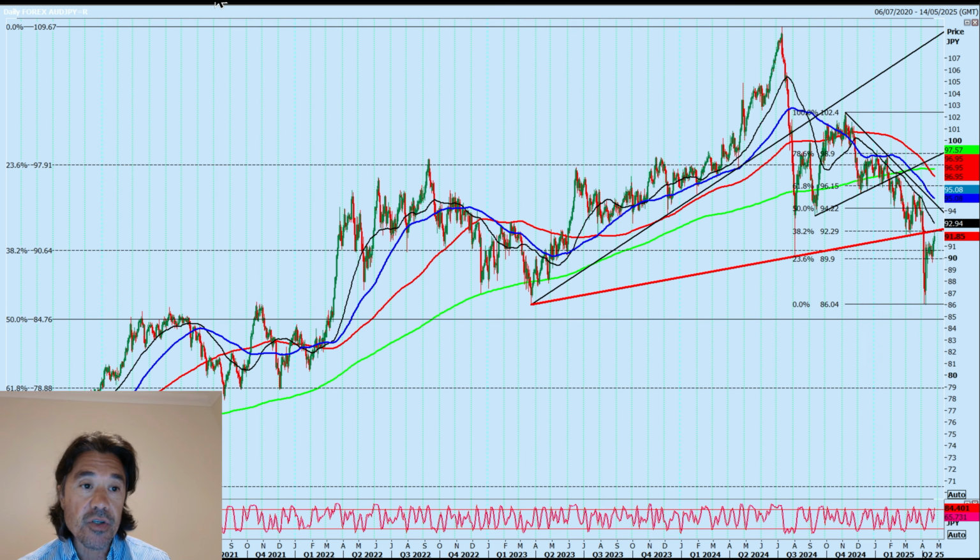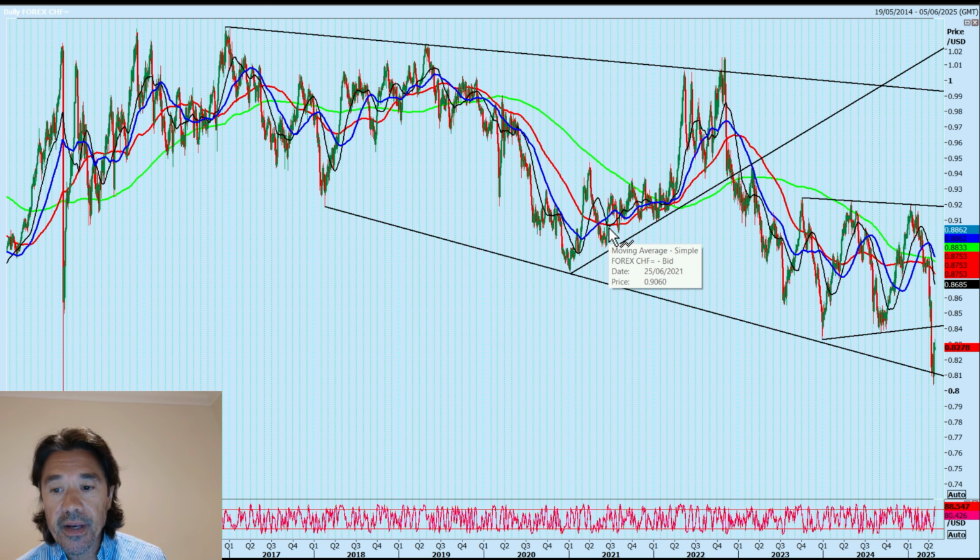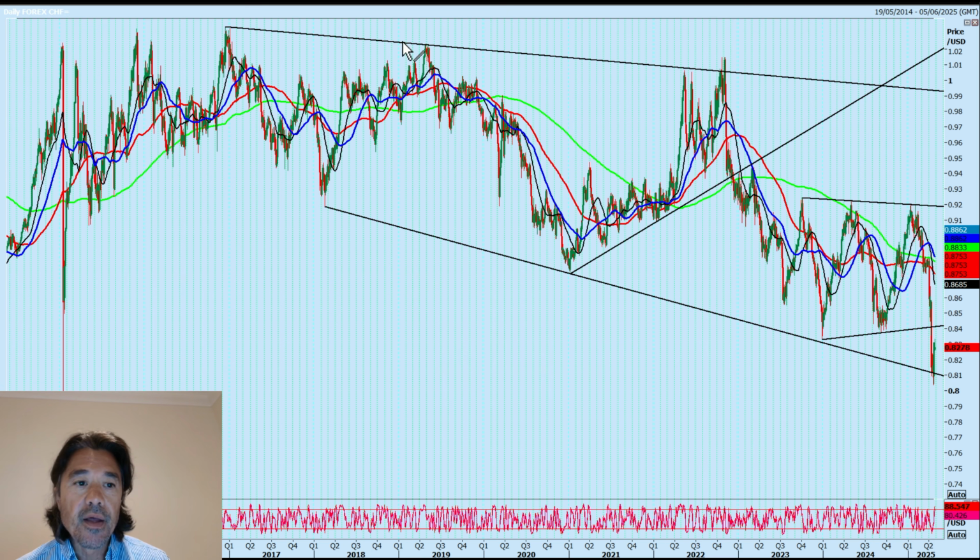Of course, if it is a head and shoulders pattern, we will have no trouble breaking 86.04, the previous low, and going significantly further down. So this is a really important example. Okay, lastly, this is not a great example, but I'm showing it to you anyway. Dollar Swiss. You can see here the trend line wasn't that reliable.